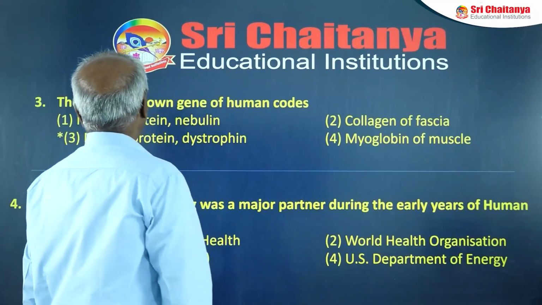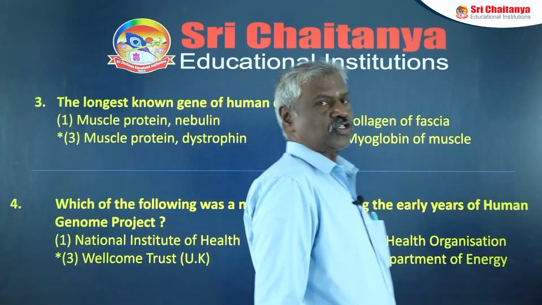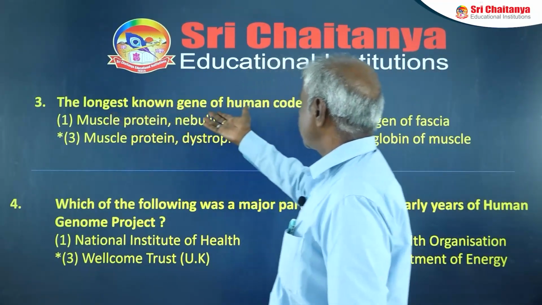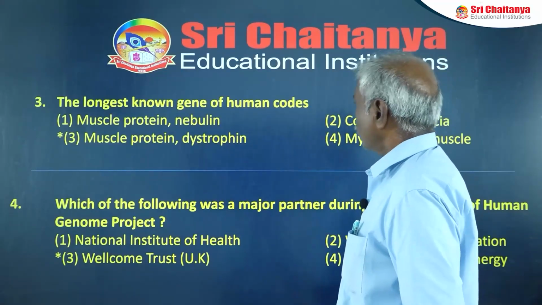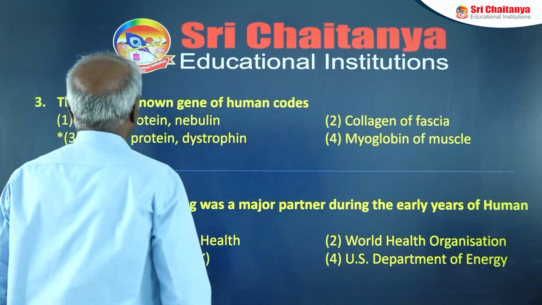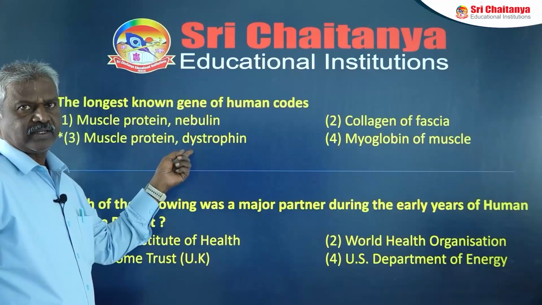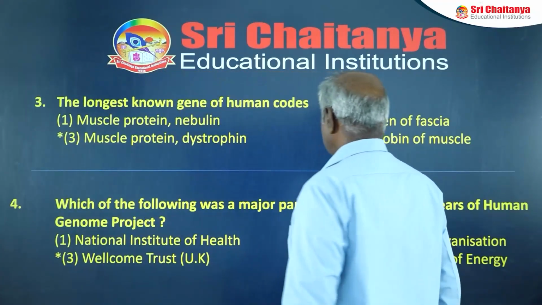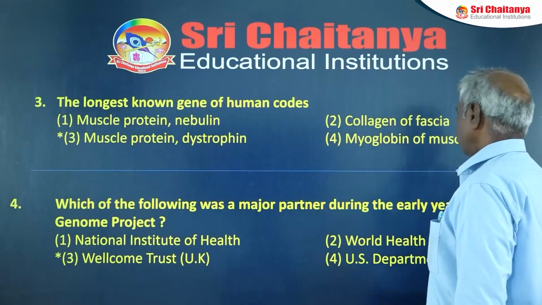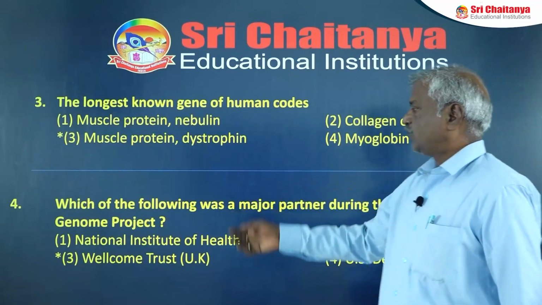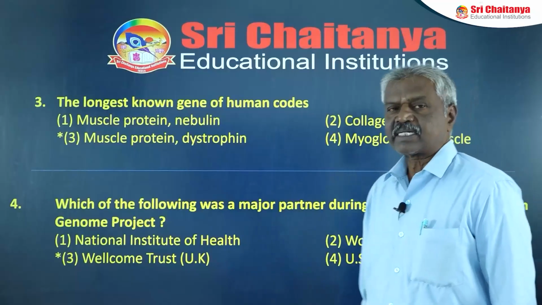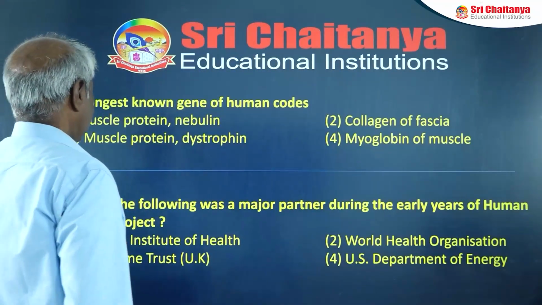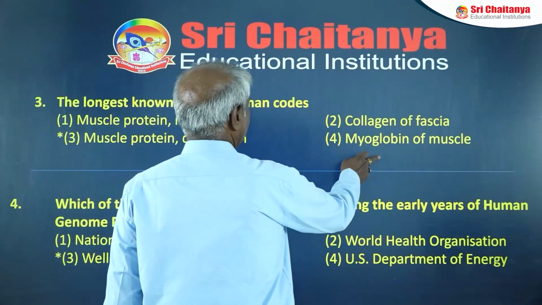Then coming to the third one, the longest known gene, the largest known gene of humans, codes for the muscle protein dystrophin. Then the fourth one: which of the following was a major partner during the early years of the Human Genome Project? That is Wellcome Trust of UK. It was the major partner in the early years of the Human Genome Project.